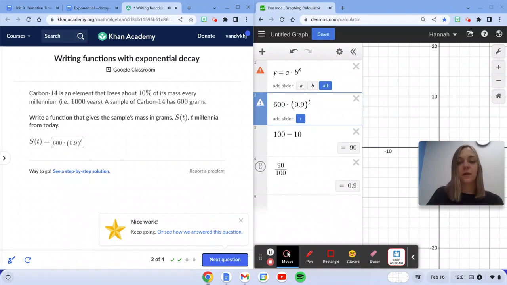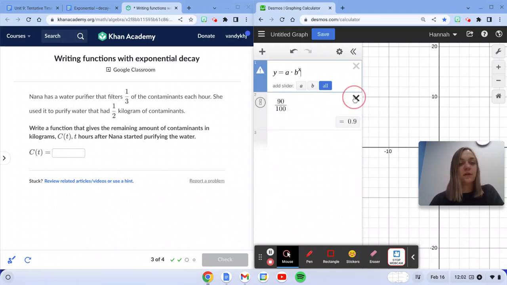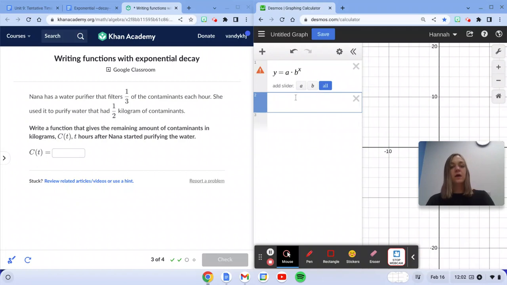Perfect. Let's do another one. Nana has a water purifier that filters 1/3 of the contaminants each hour. She used it to purify water that had 1/2 kilogram of contaminants, and we're going to use t once again for our variable. So we know that it starts with 1/2 kilogram of contaminants.